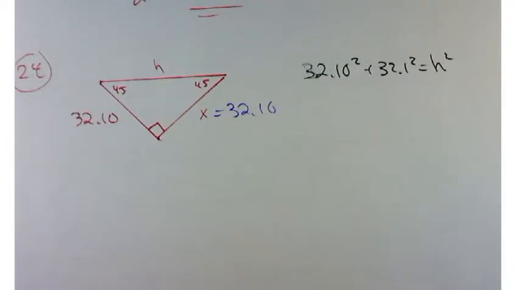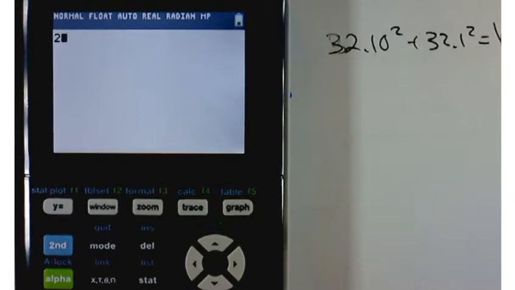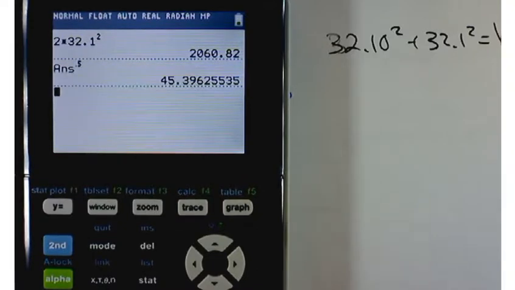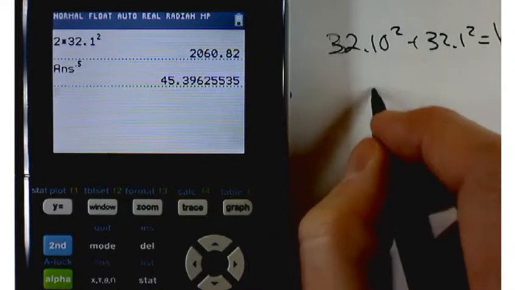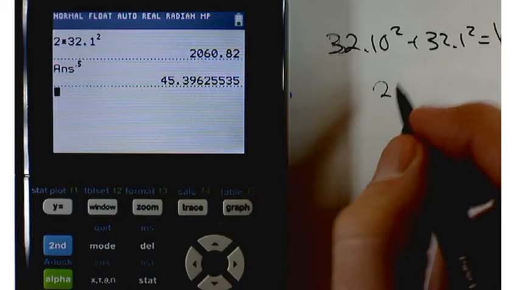So 32.1 squared plus 32.1 squared equals h squared. So I'm going to do this 2 times 32.1 squared instead of typing it in twice. And I want to raise that to the 0.5 power. And I get about 45.4020.